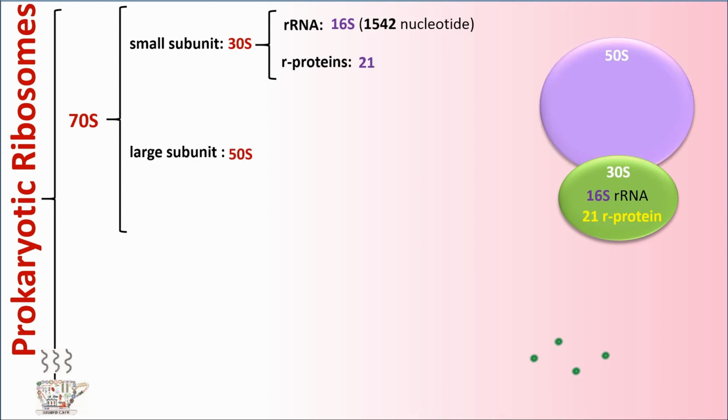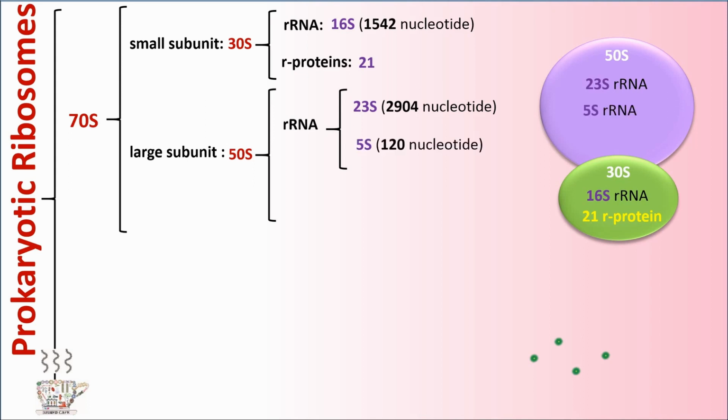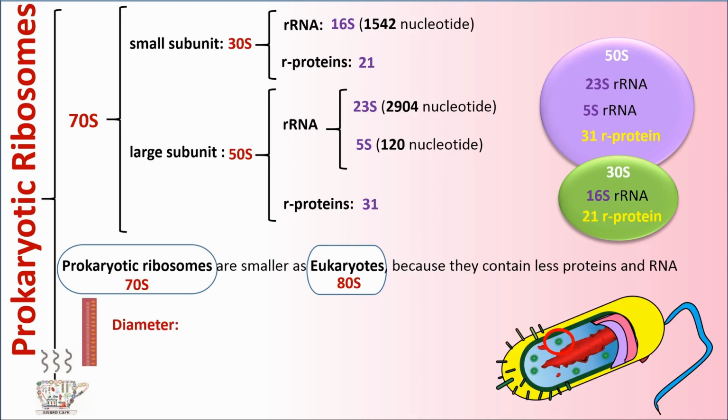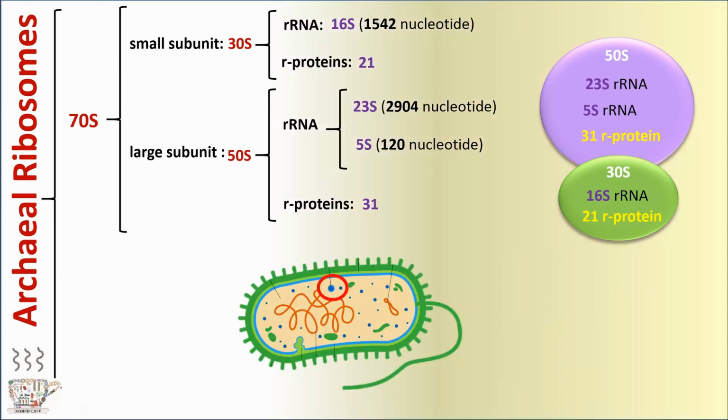Large subunit is 50S. It has 2 rRNA, 23S with 2904 nucleotides and 5S with 120 nucleotides, and 31 R proteins. Prokaryotic ribosomes are smaller than eukaryotes because they contain less proteins and RNA. Their diameter is around 20 nanometers.